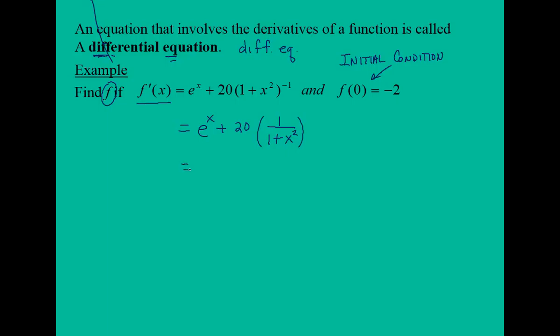The antiderivative of e to the x is e to the x, because if we take the derivative of e to the x, it's just e to the x, plus 20 times. Now the antiderivative of 1 divided by 1 plus x squared is tangent inverse of x. If we take the derivative of tangent inverse of x, we get 1 all over 1 plus x squared. And then we have our constant of integration. So there's our function f.